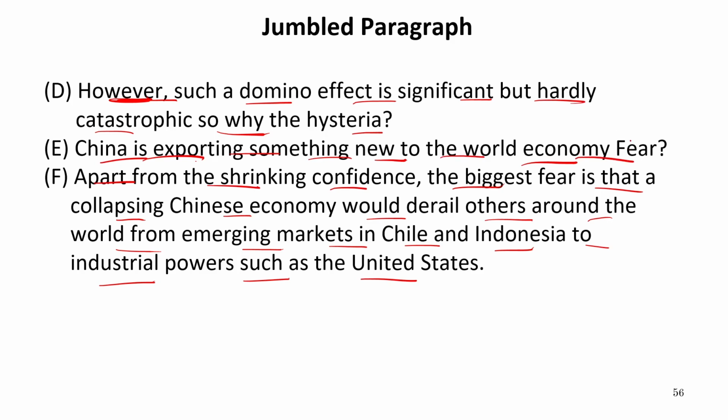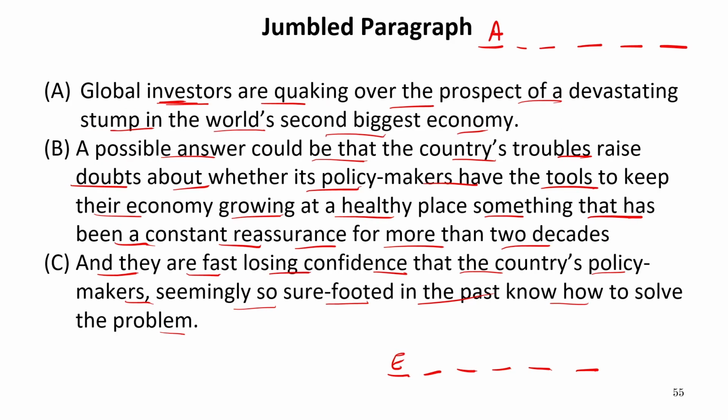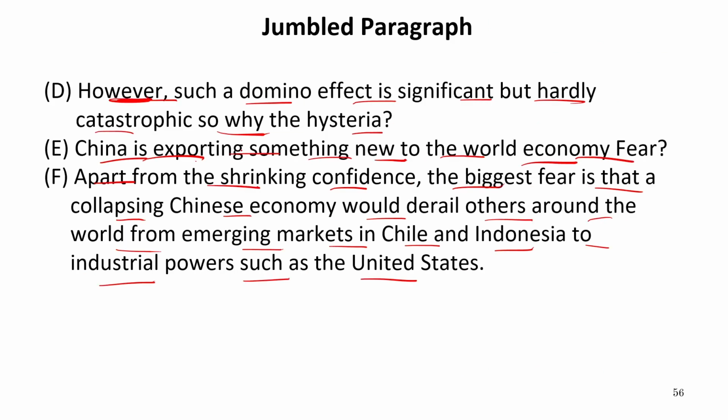Now let us see the link sentence of this sentence, or the linking of this sentence. China is exporting something new to the world economy: fear. Global investors are quaking over the prospect of a devastating slump in the world's second biggest economy. A possible answer could be, now this is a possible answer. And here it is a question. China is exporting something new to the world economy: fear. Again, there is another question. However, such a domino effect is significant but hardly catastrophic. So why the hysteria? Hysteria means confusion.